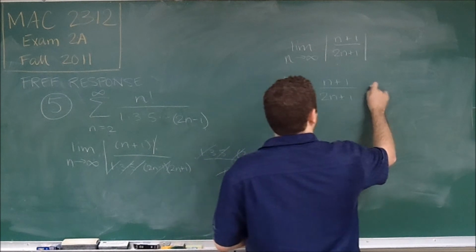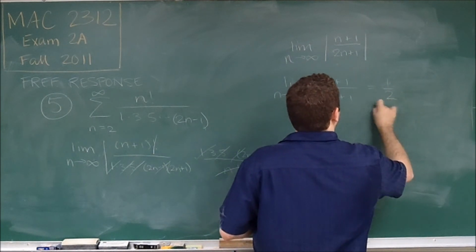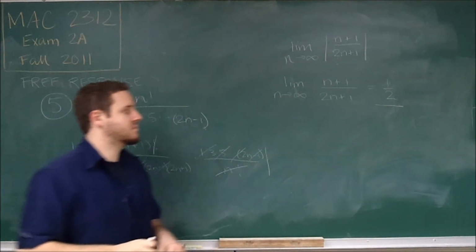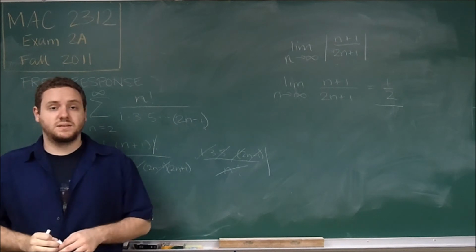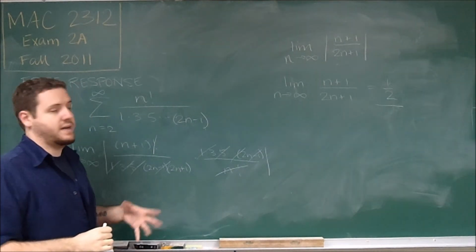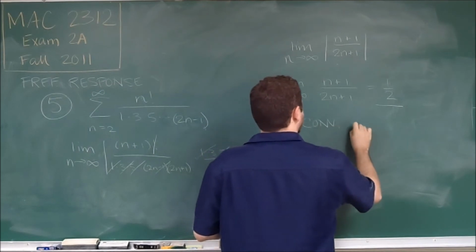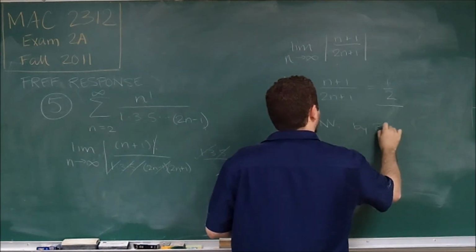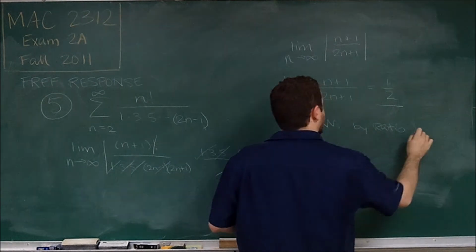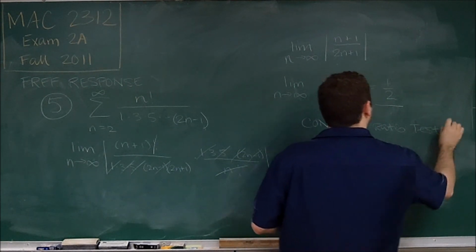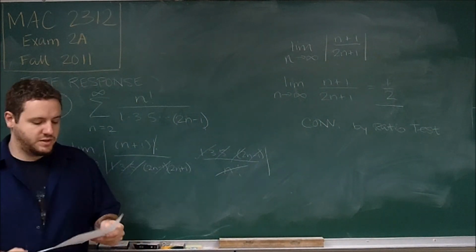So our limit here is 1/2. 1/2 is less than 1. So by the ratio test, we know that this converges. So we would say converges by the ratio test.